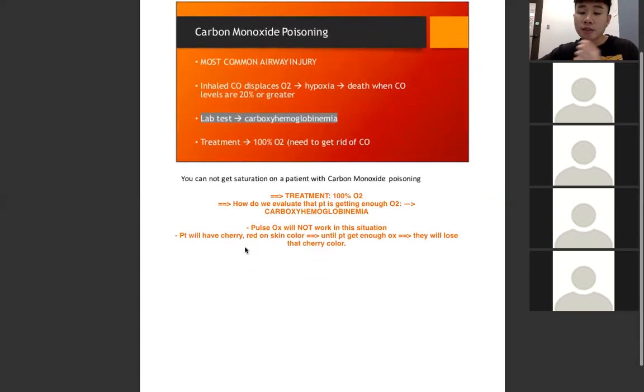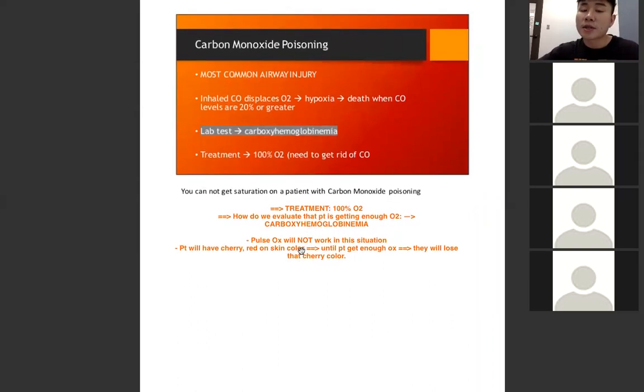All right, let's touch a little bit on carbon monoxide poisoning. Carbon monoxide poisoning is the most common airway injury. Inhaled carbon monoxide displaces oxygen, causing hypoxia and death when carboxyhemoglobin levels are 20% or greater. We need to do a lab test to determine the carboxyhemoglobinemia. Treatment is 100% oxygen and we need to get rid of the carbon monoxide.